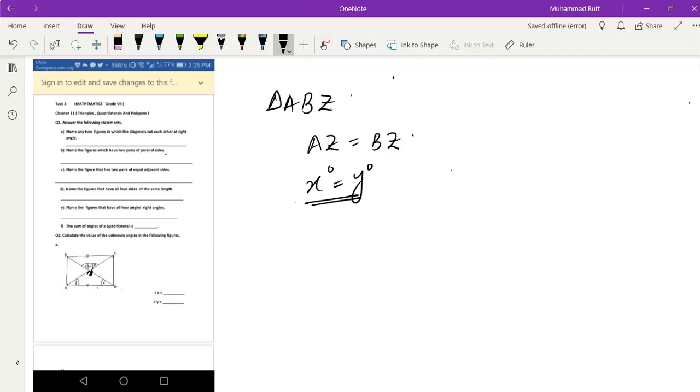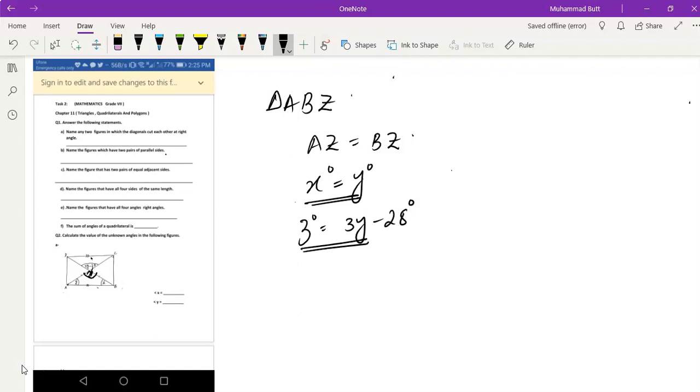3y minus 20, the value of an angle is given to you. Sorry, it's 3y minus 28. We can say that these are the vertically opposite angles over here. If this is 3y minus 28, this angle is also 3y minus 28. Angle Z is equal to 3y minus 28.